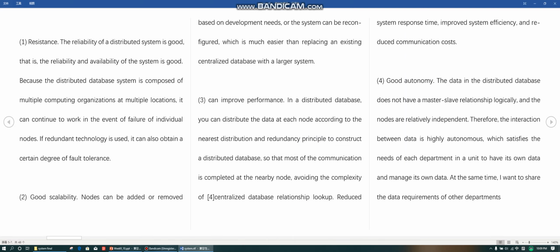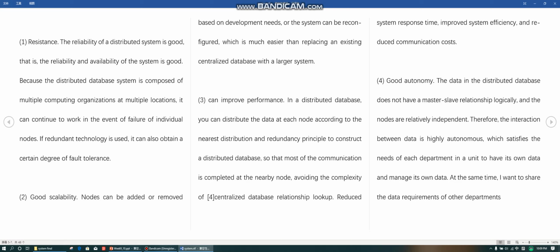And the distributed system can also improve performance. In a distributed database, you can distribute the data at each node according to different distribution and redundancy principles to construct a distributed system. So most of the communication is completed at the nearby node, avoiding the complexity of synchronized database relational lookup.